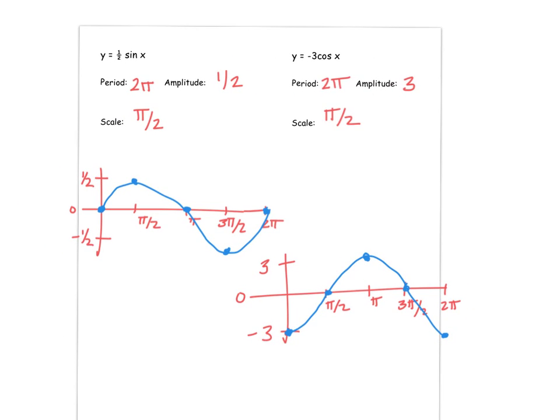So there's my two sine and cosine graphs. If sine had a negative in front, it would go down like this instead of going up first. So that's the difference. If sine is negative, it goes down. If cosine is negative, it starts down.